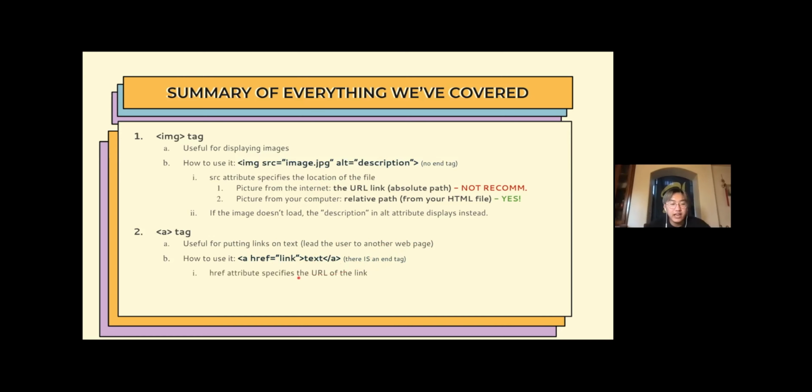The href attribute specifies the URL of the link to another web page on the internet. If you want to go to another web page, you can just copy the URL link of the website, like I did for YouTube. Or if you want to go to a web page that you made, then you use the relative path to your other HTML files. So this is a summary of everything that we've learned.